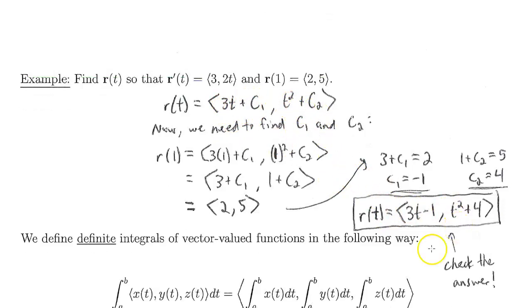By the way, check this answer. It's real easy to check. Is the derivative of this 3 comma 2t? Yes, the derivative would be 3 comma 2t. Is it true that r of 1 is equal to 2 comma 5? Yes, plug in 1 for t, and r of 1 will be 2 comma 5. So it's pretty easy to check your answers. This second condition really told us what the c1 and c2 were.